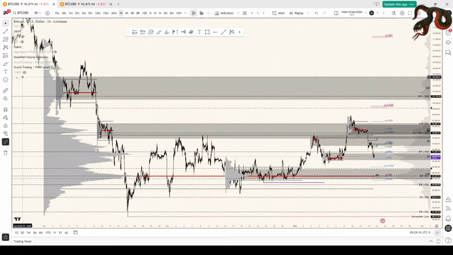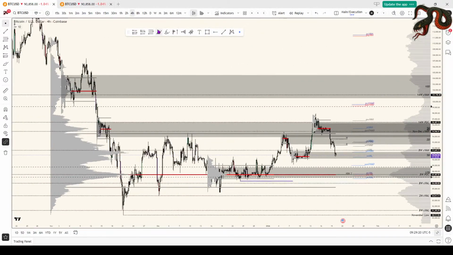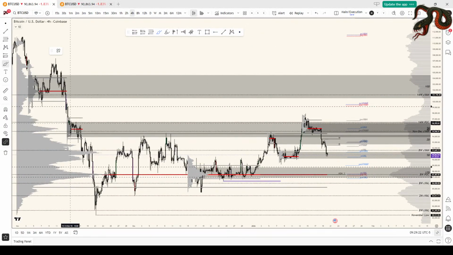Why is this so laggy? So that's that. From there, again, we did traverse this 4 days of value, tagged into this kind of thin area in the profile of this single print, right? Buyers are absorbed up here.